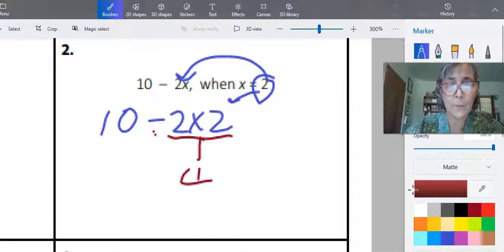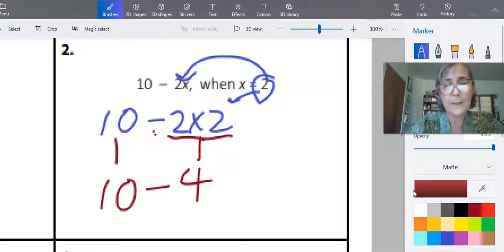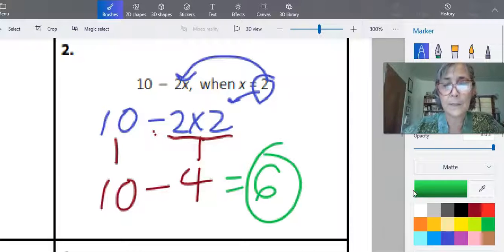2 times 2 is 4. Now I'm going to bring the 10 down. I still don't want to forget about that. Now I'm going to do 10 minus 4, I'm sorry. 10 minus 4 is 6. Beautiful.